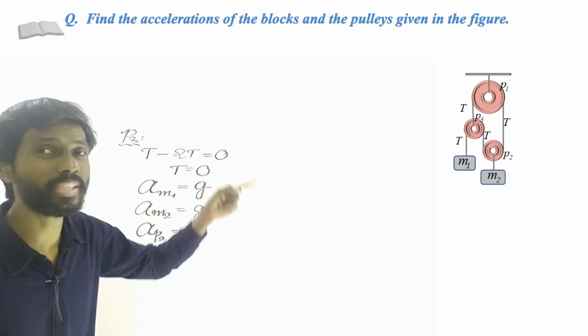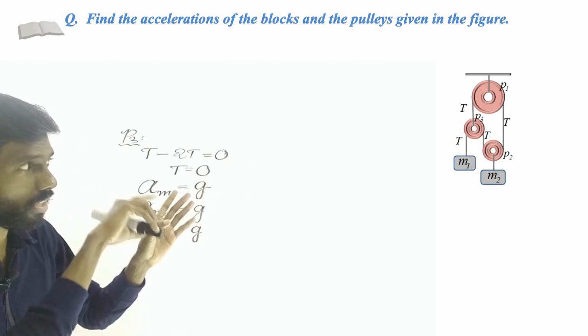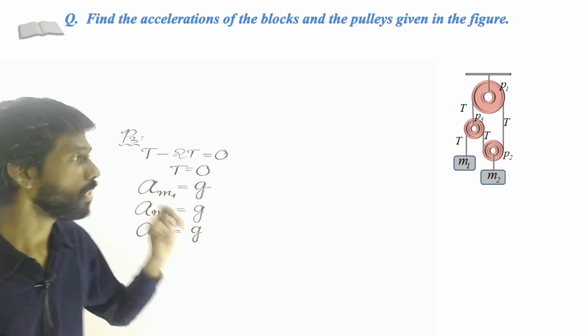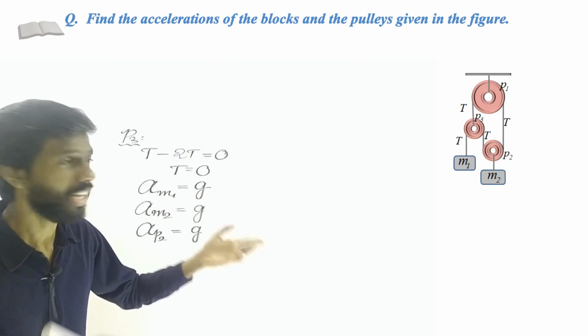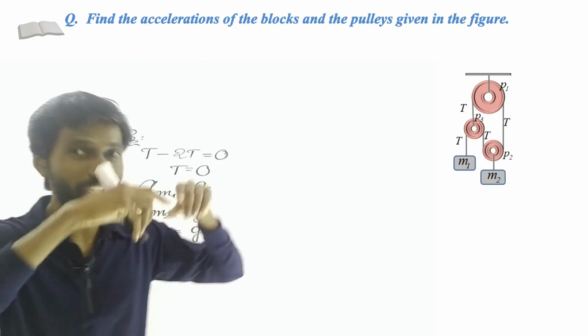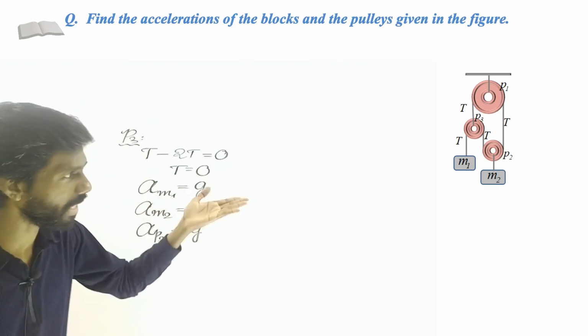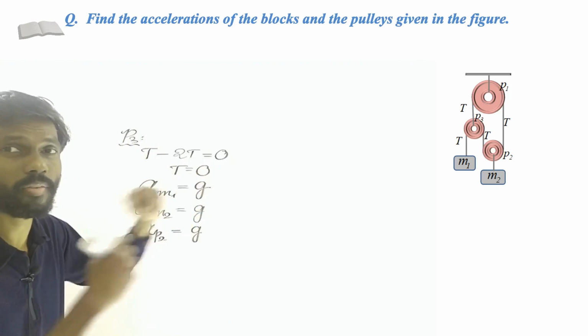See, that is connected to the string. So what is the acceleration of that part of the string? That's what we need to find. We have to use the displacement method. Suppose M1 moves up. Actually, it is moving in the downward direction under gravity, but let us take it to be moving in the upward direction. That is easier for our calculation.